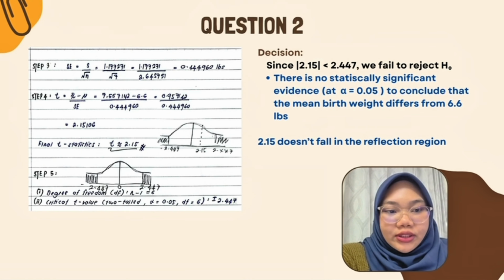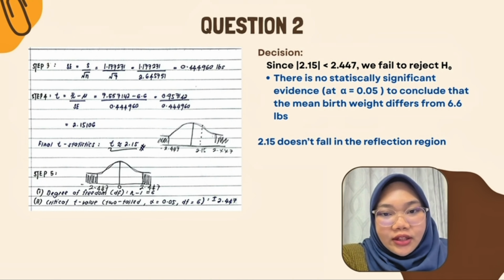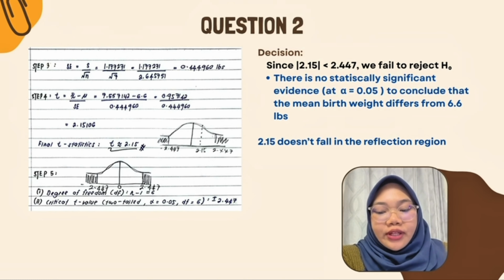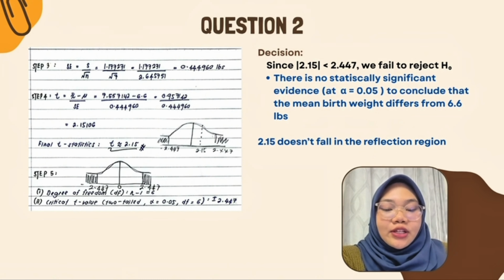In the slides, I also include the distribution that I've drawn myself, so you can see how we get to the point 2.15. So the degree of freedom is n minus 1, equal to 6. Critical t value, that is 2-tail, alpha equals 0.05, degree of freedom equals 6. We will get plus or minus 2.447.